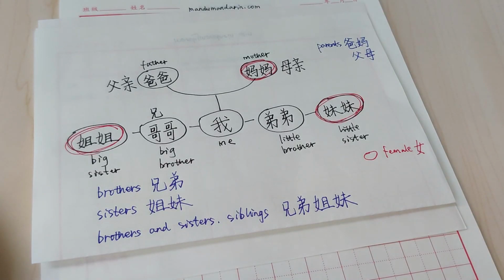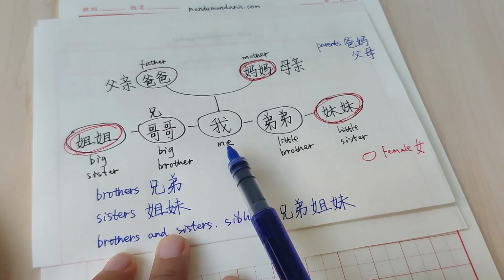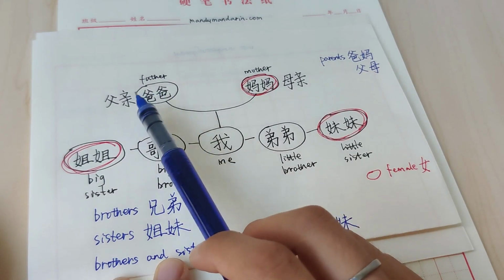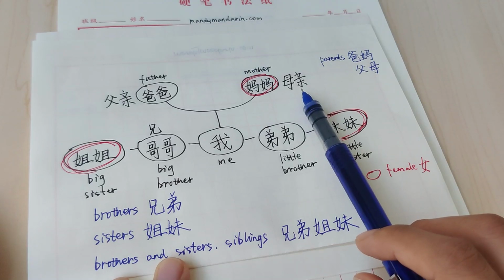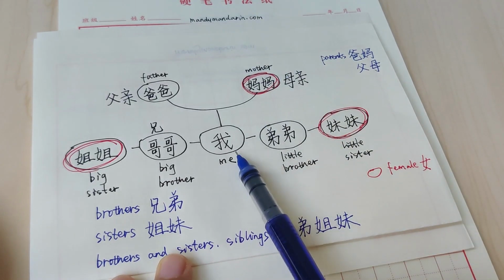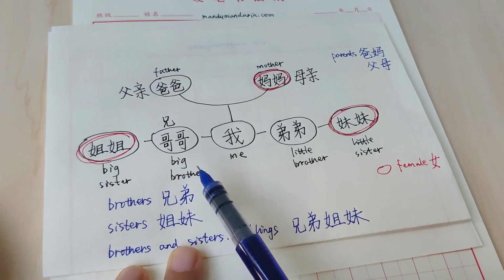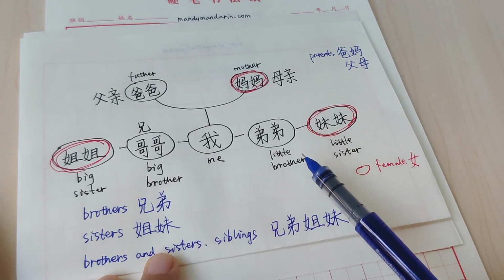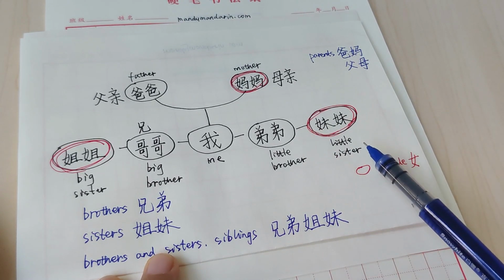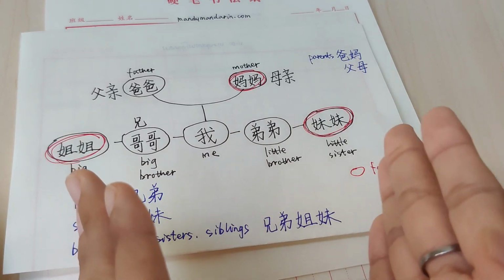So these are the words we learned in the last video. They are 我, of course, and then we have 爸爸, 父亲 for father, 妈妈, 母亲 for mother, and we have 哥哥, 兄 for big brother, 姐姐 for big sister, 弟弟 for little brother, 妹妹 for little sister. So in today's lesson, we're going to learn more words based on this family tree.